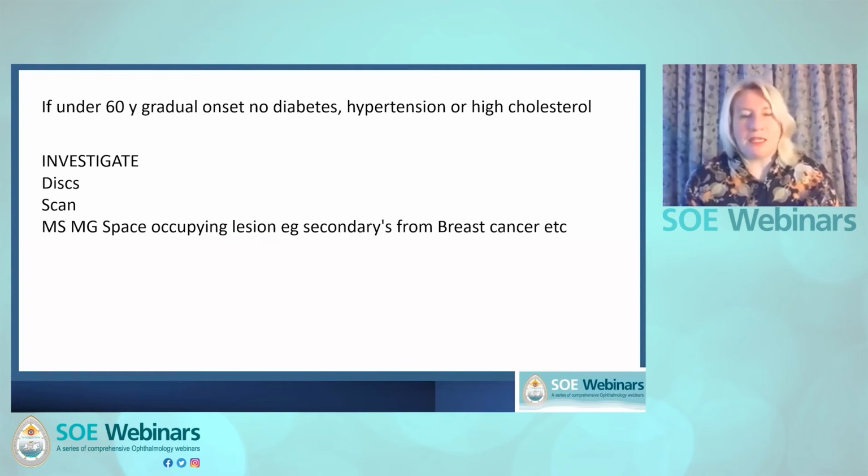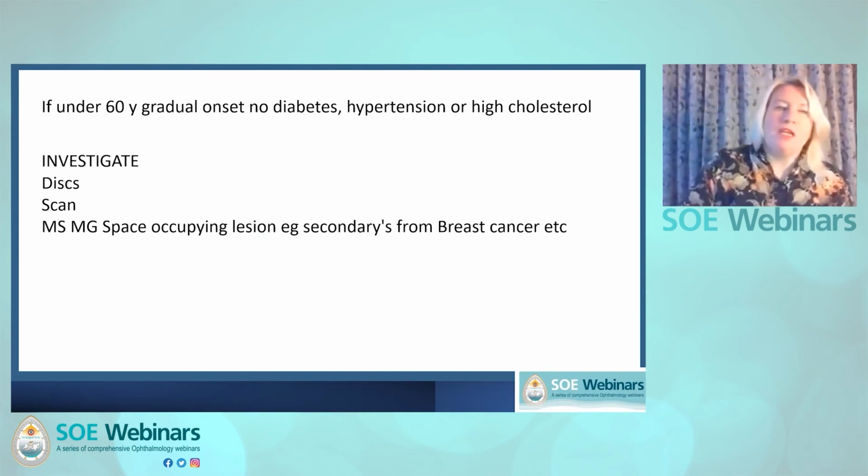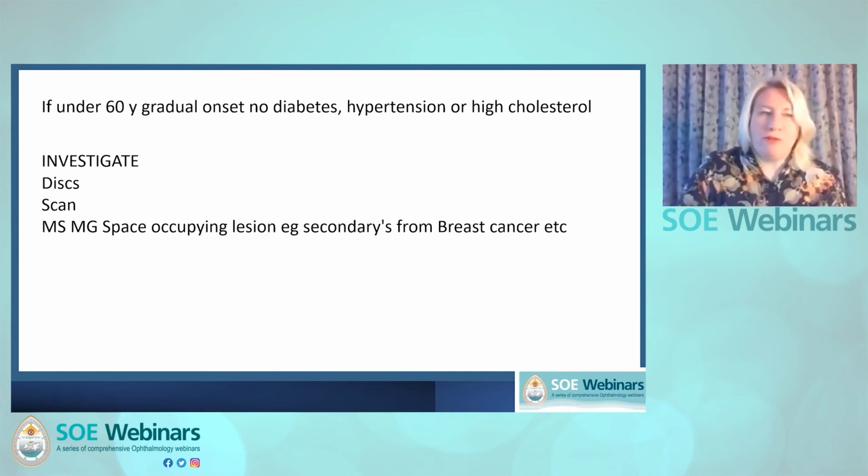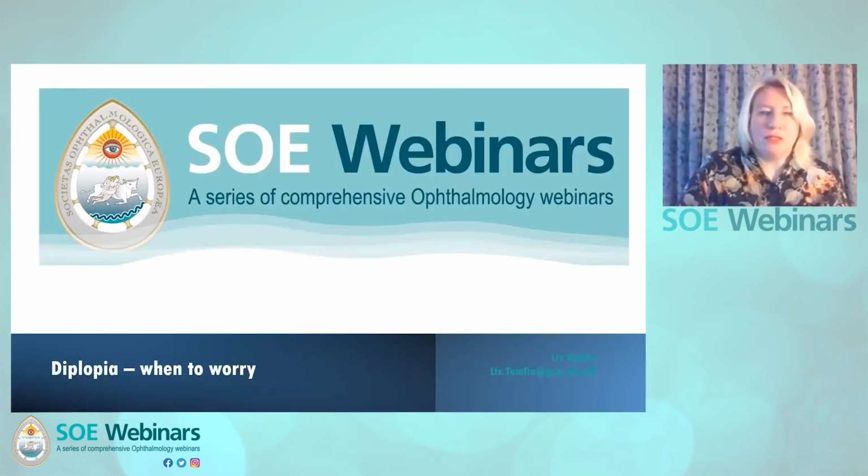And we know that sadly, 6th nerve palsies can come on from secondaries from breast cancer in young ladies, for instance. So a real proper investigation into why they've got their double vision is important.